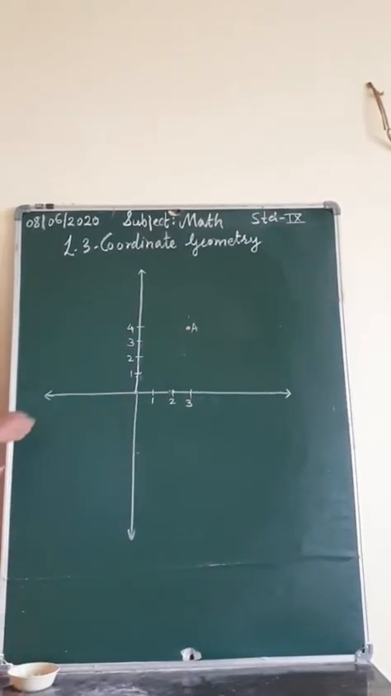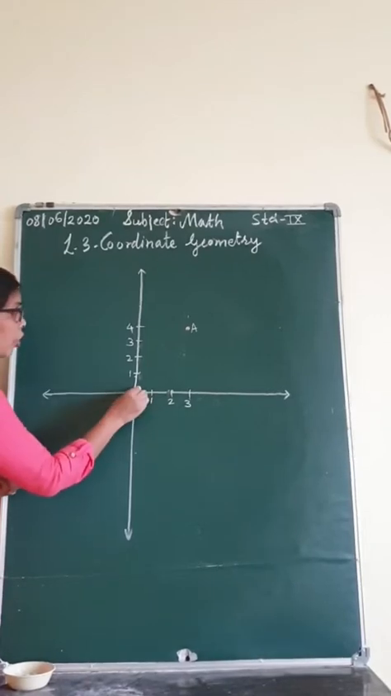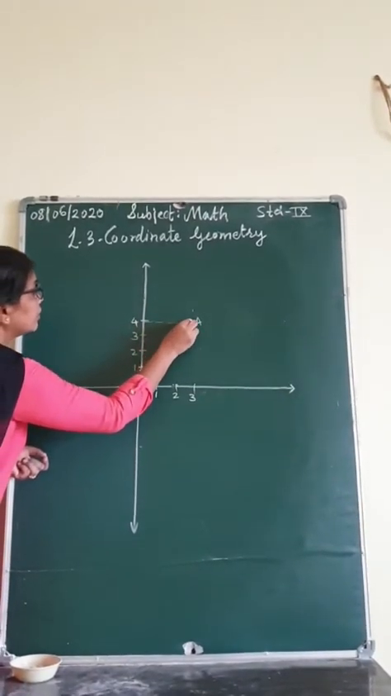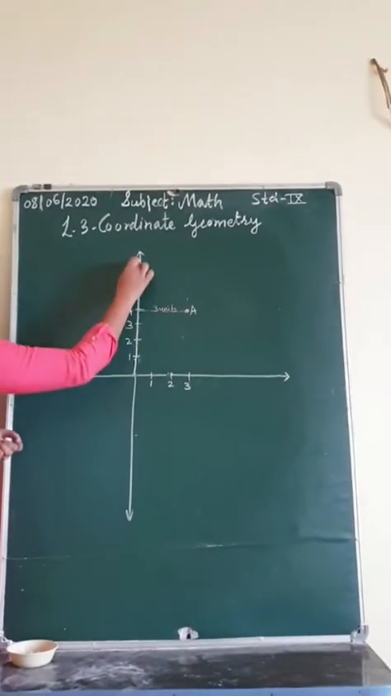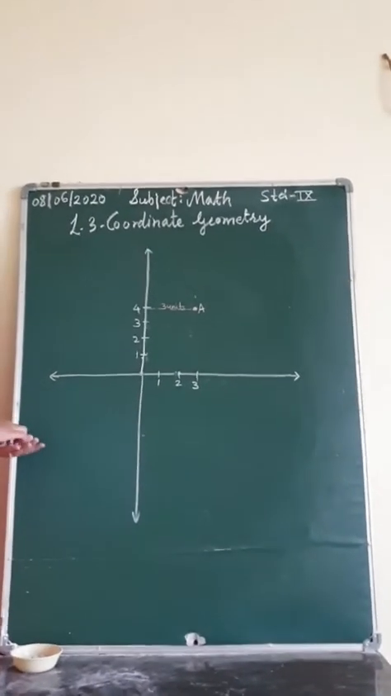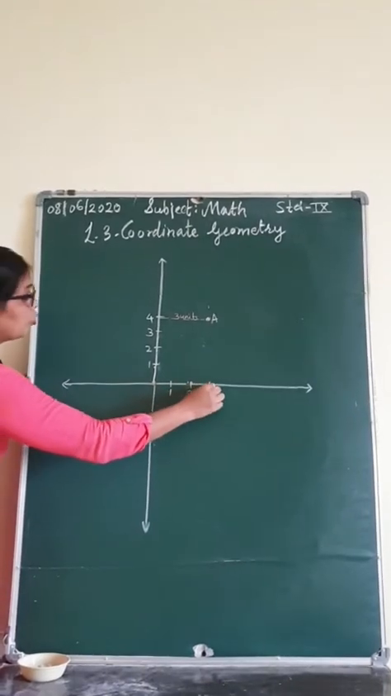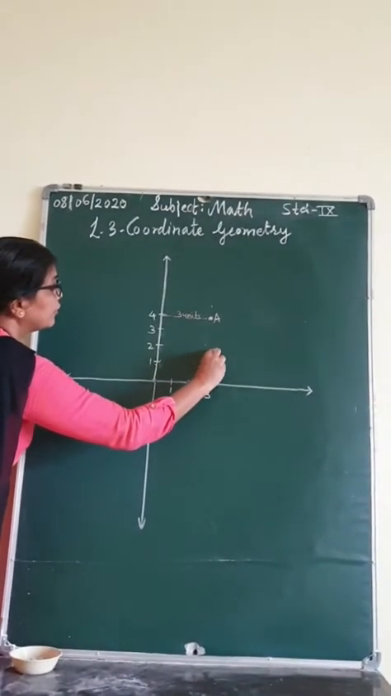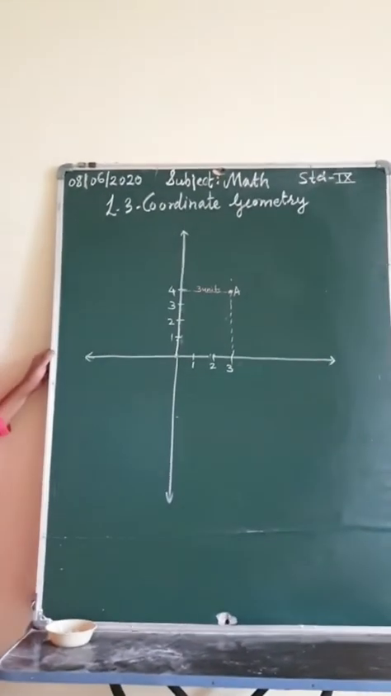So now what you can say, from this fixed point, A is horizontally 3 units away from this vertical line, and this point A is vertically 4 units away from the horizontal line.